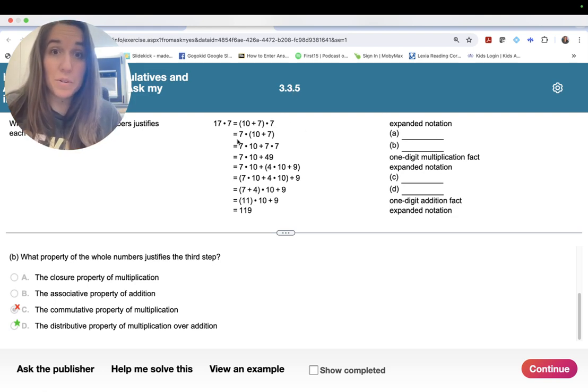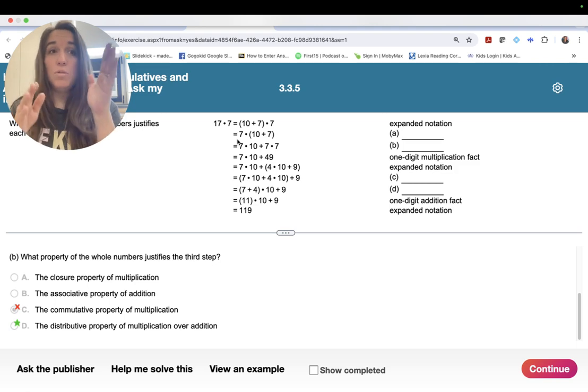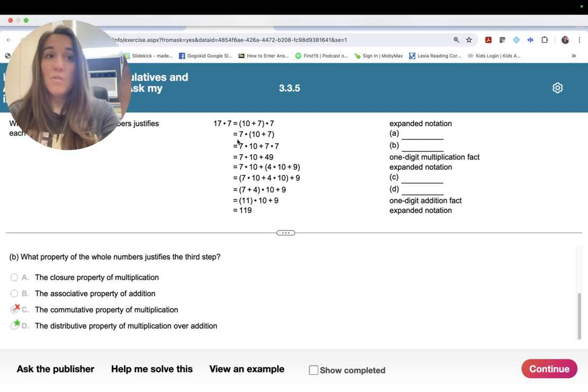So the associative property says that, just like the commutative property tells you the order of factors doesn't matter when you have two factors, right? So 2 times 5 is the same as 5 times 2. They can commute. Think of commuting as moving, right? When you commute to work, you're moving.